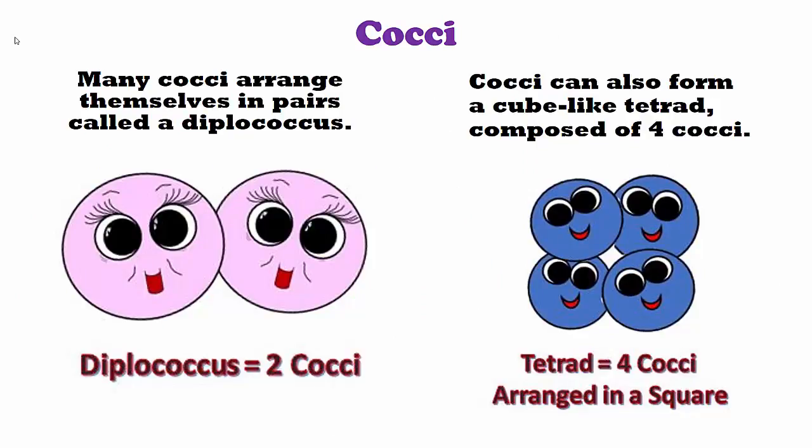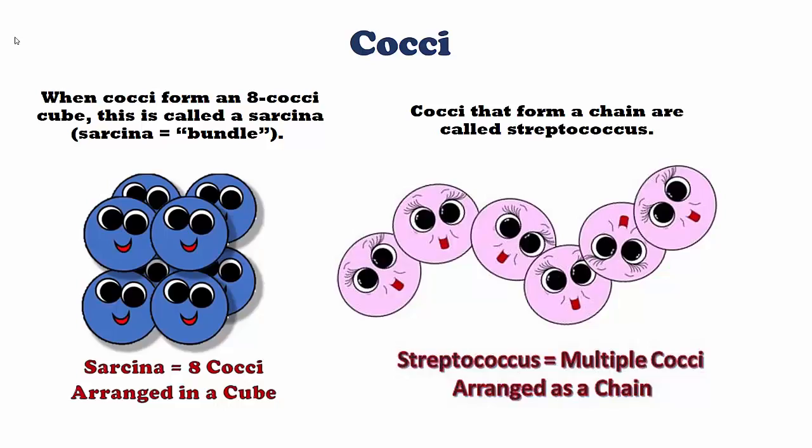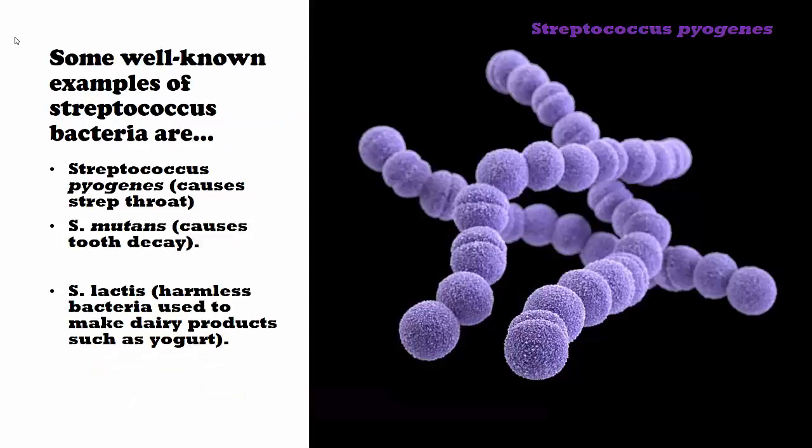Many cocci arrange themselves in pairs, called a diplococcus. Cocci can also form a cube-like tetrad, which is composed of 4 cocci. An organism that causes gonorrhea, called Neisseria gonorrhoeae, and one type of bacterial meningitis are both diplococci. When cocci form an 8 cocci cube, this is called a sarcina, which means bundle. Cocci that form a chain are called streptococcus. Some well-known examples of streptococcus are Streptococcus pyogenes, which causes strep throat, Streptococcus mutans, which causes tooth decay, and Streptococcus lactis, which is harmless and used in dairy products like yogurt.